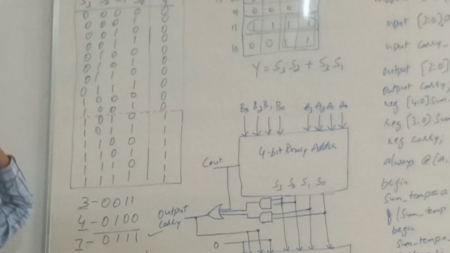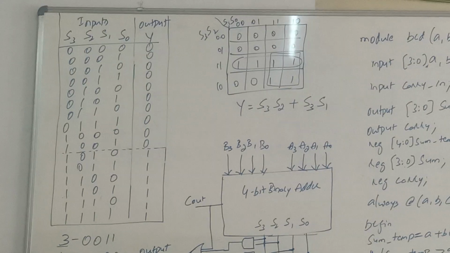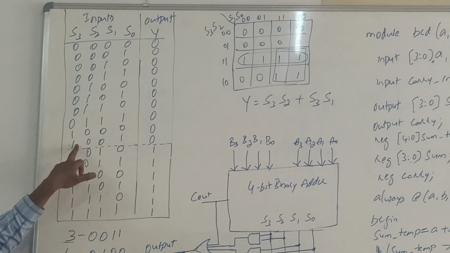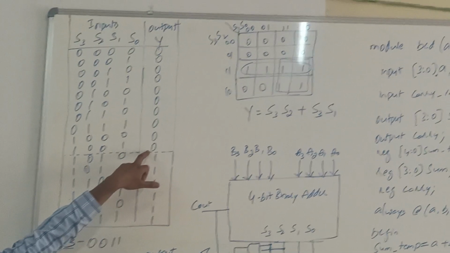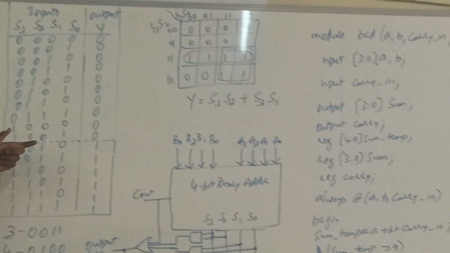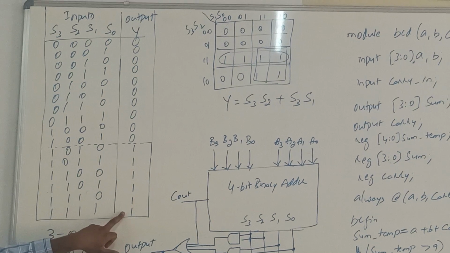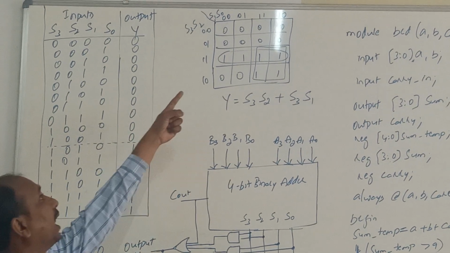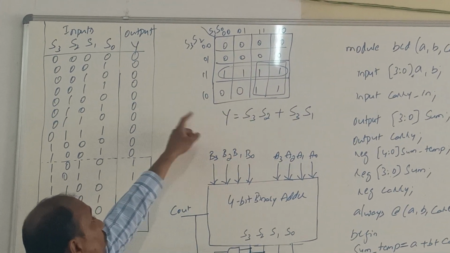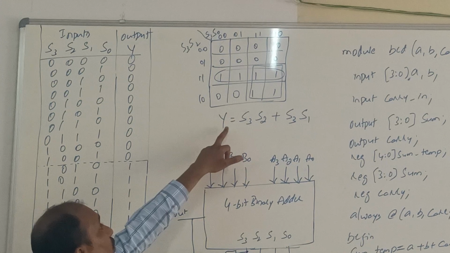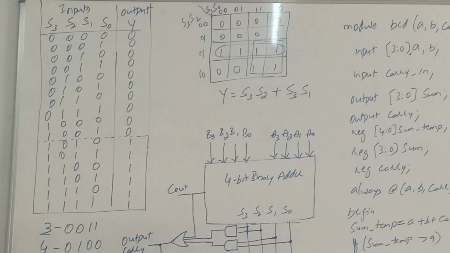Now this is the truth table I have written. The truth table tells that if my result is in the range 0 to 9, up to 1001 which means 9, my output will be 0. That means it is the correct output. If it is exceeding 9, then my output is 1. For this truth table, I have written a K-map and grouped the cells, where I got my expression as y equals S3S2 plus S3S1. This is the expression I have got.